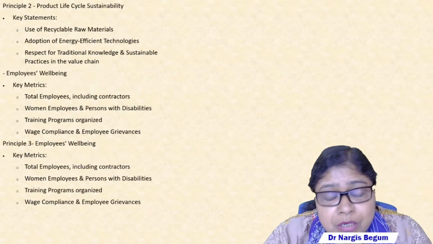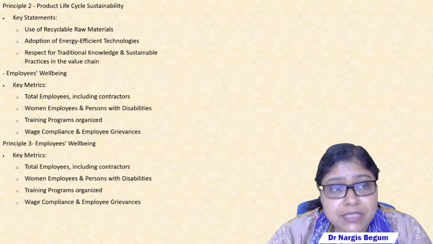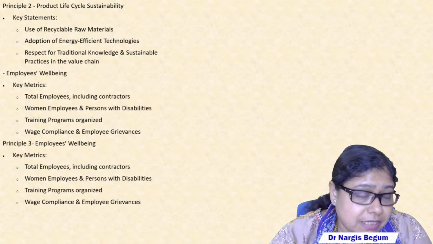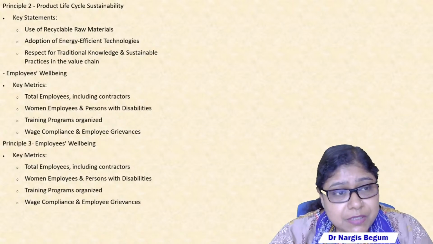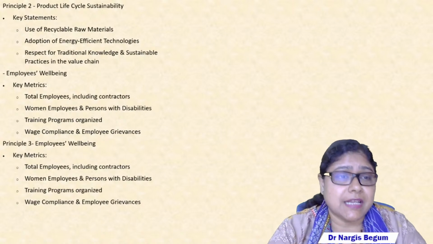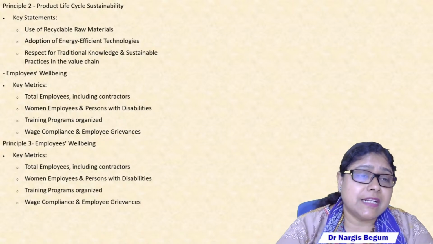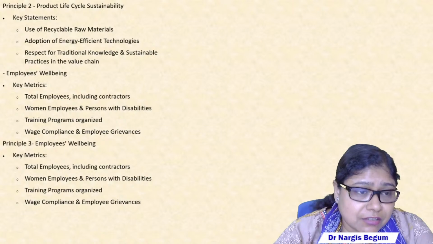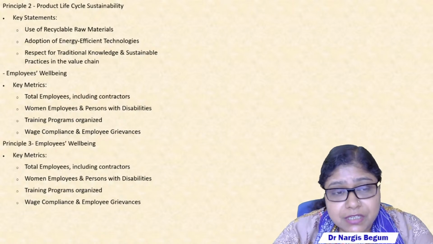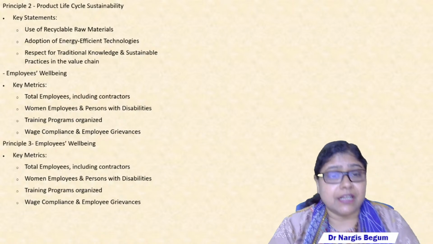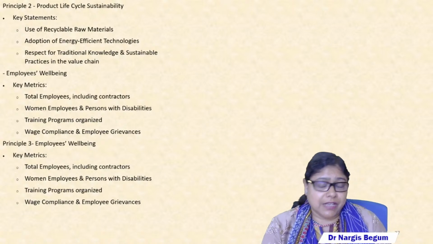Second important principle is product life cycle sustainability. There are different important key statements included. One is the use of recyclable raw materials. Second is adoption of energy efficient technology. Third is respect for the traditional knowledge and sustainable practices in the value chain.